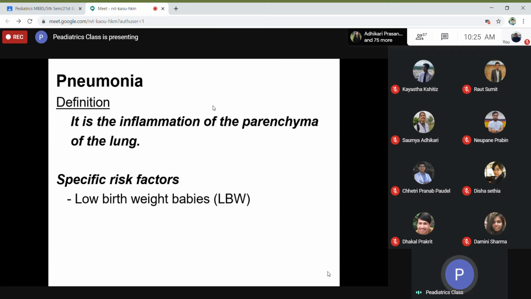What are the risk factors for pneumonia? The baby is born below expected birth weight. The baby is having low birth weight, below 2,500 grams. If it is below 2.5 kg, that is low birth weight. The baby is having malnutrition. There is a lack of breastfeeding. One study has shown that babies who are breastfed have 5 times less chance of having pneumonia compared to non-breastfed babies.